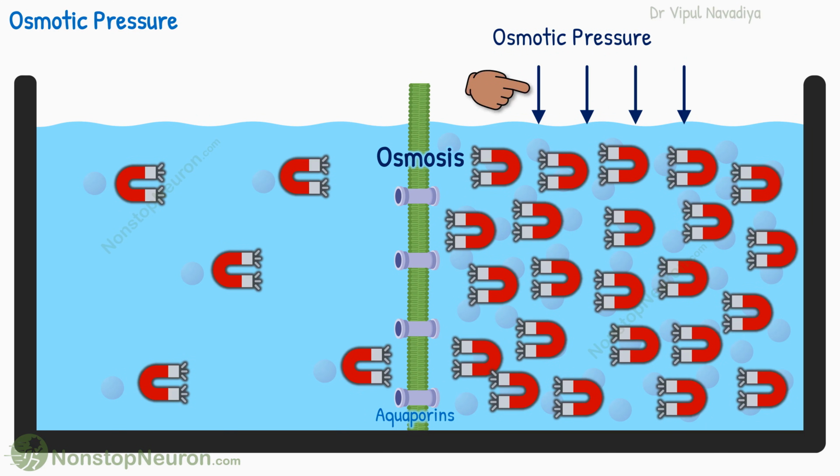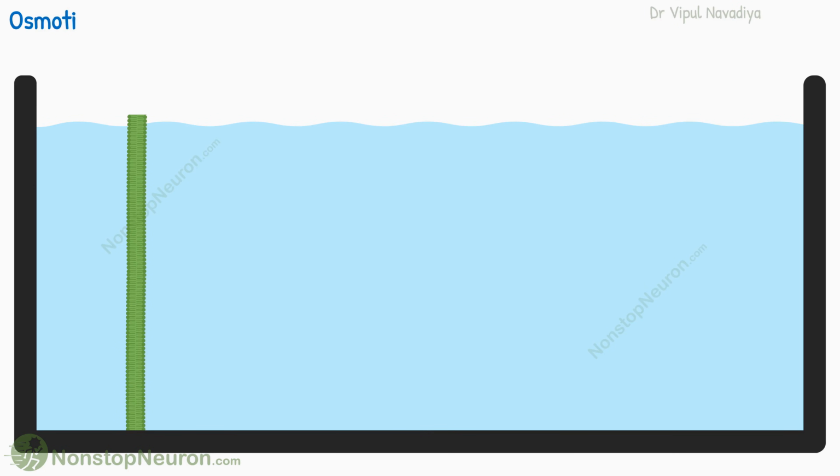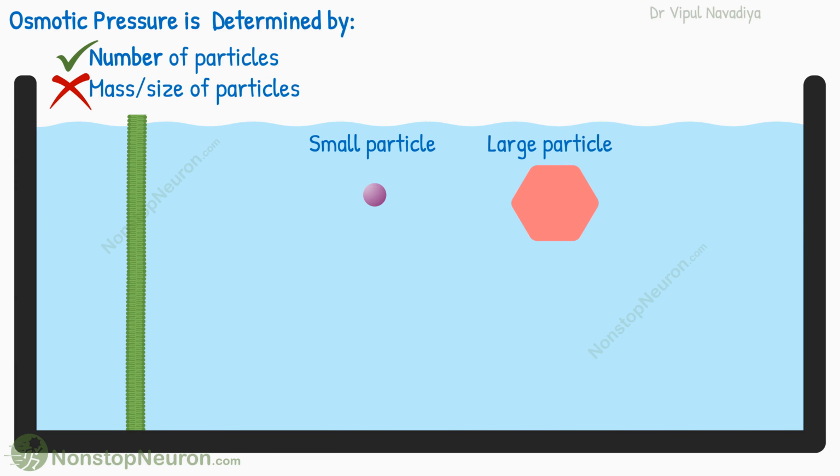Now, although this pushing part is important to understand the exact concept, I don't like it. I simply think of osmotic pressure as a magnetic attraction on water exerted by solutes. Next, the osmotic pressure is determined by the total number of all particles. It does not depend on the mass of the particle. That is, small and large particles exert on average the same osmotic pressure.